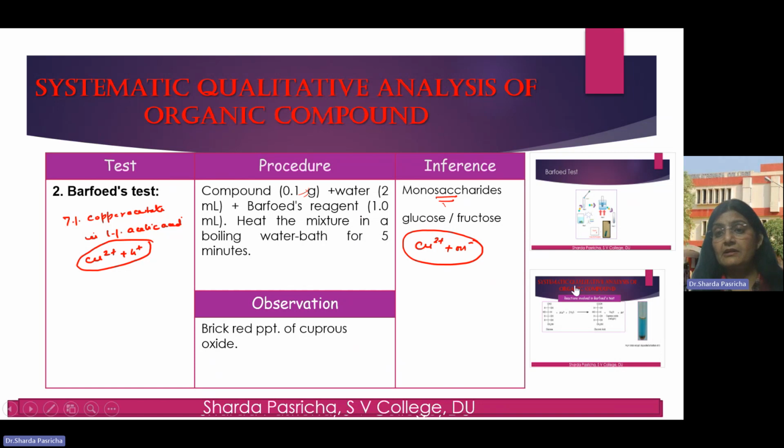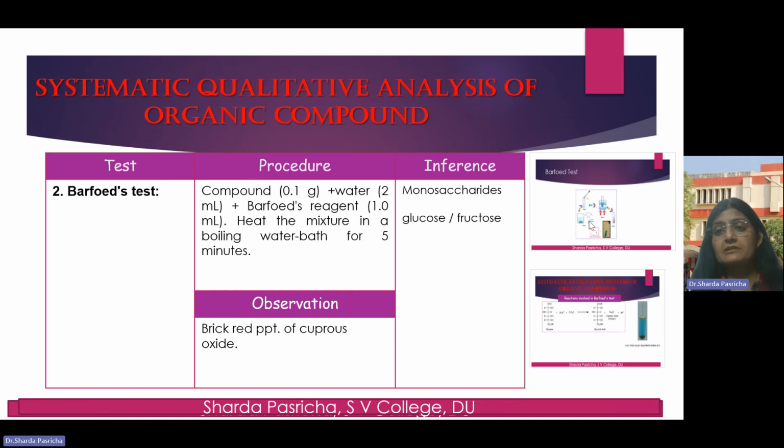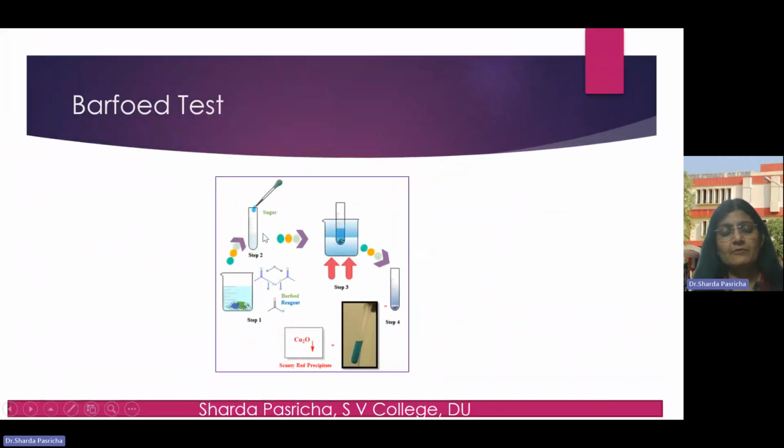Okay, let us see the color chemistry first, and then we will see the reaction. See, this is the sugar solution. Then you have added the Barfoed reagent. And then when you heat, at the bottom of the blue colored solution, you will get that red colored precipitate of cuprous oxide being formed. Okay. Let us now understand the chemistry of this test.